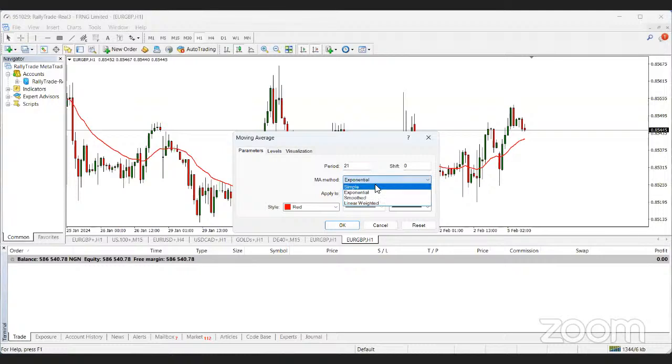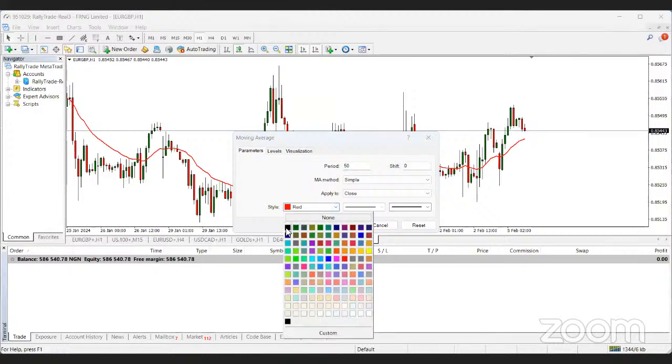The 50 will now be simple. The color will be black. So I'm going to change this value to 50. Please don't ask me how I got all these ones because we don't have time to look at this. We start this in classes.